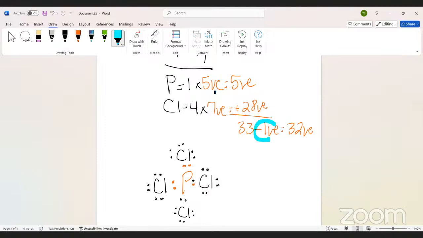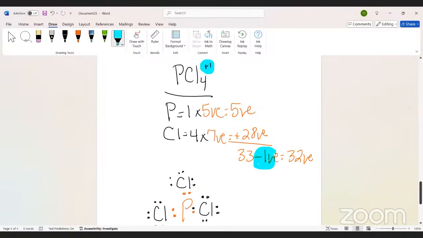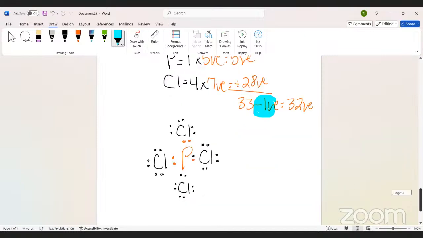Remember, this negative charge, or it wasn't a negative charge, it was a positive charge. We had to take away that 1 right here. See that positive 1 at the very top? That one right there. We have to take that away. So we don't add it to it. We got to take it away to balance it out. Like K24 said, we got to balance it out.